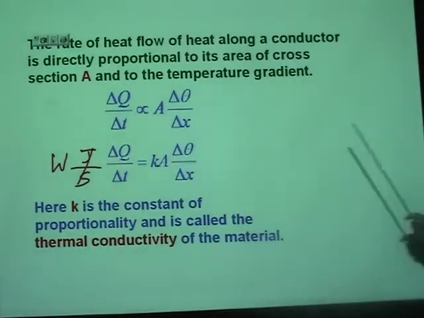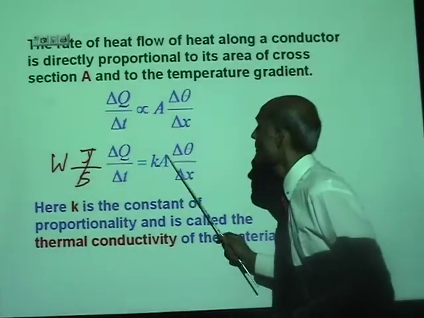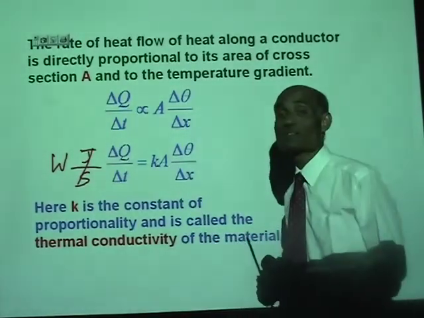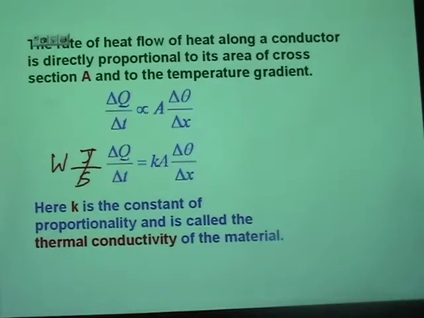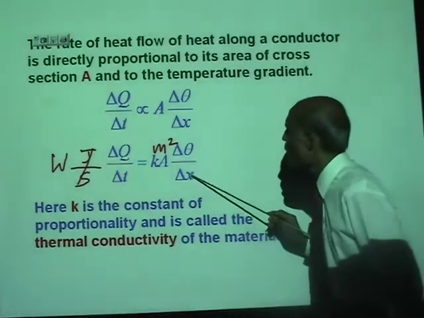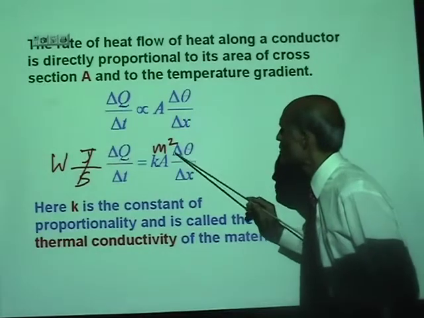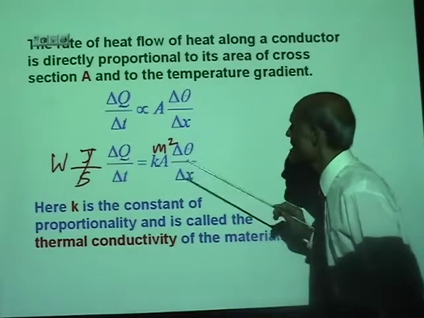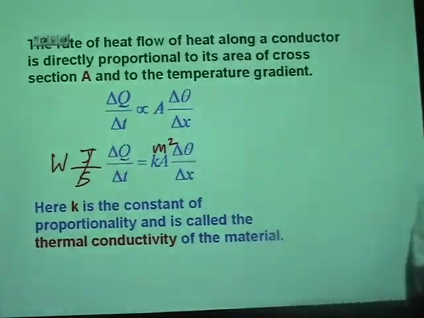Now tell me, what is the unit of area? Area is meter squared. Alright, so area is meter squared. What is the unit of delta theta over delta x? Delta theta is Kelvin, delta x is meter, so delta theta by delta x is Kelvin per meter.